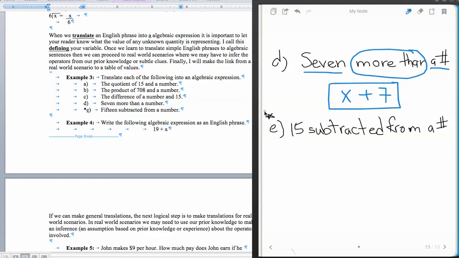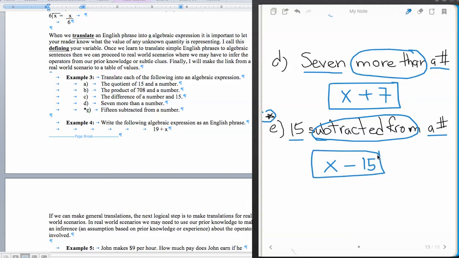Now our last one has a star next to it because this one is one that your book doesn't get into. This is one of those that reverses the order. And I'm sure that's because we haven't talked about the commutative property formally, but I certainly want you guys to know that. So the first thing we're going to do is underline the 15 because the 15 is indeed a number, and then subtract it from a number. So subtracted from has the preposition, so it's going to reverse the order. We're going to write the second number first, then the operator subtraction, and then the first number 15. And so we have x minus 15 as the translation of 15 subtracted from a number.